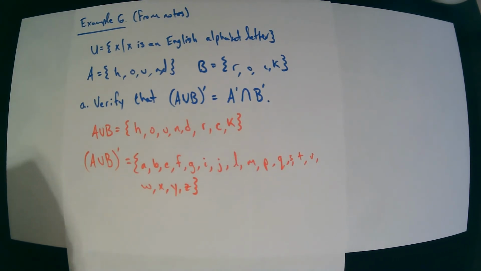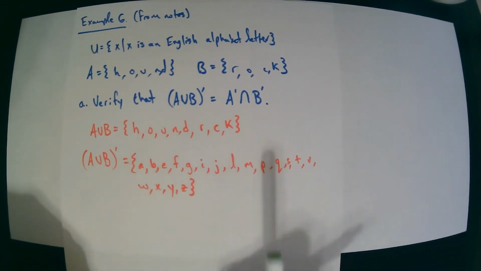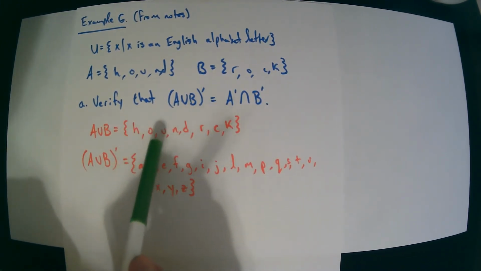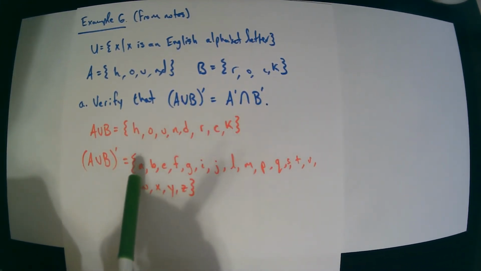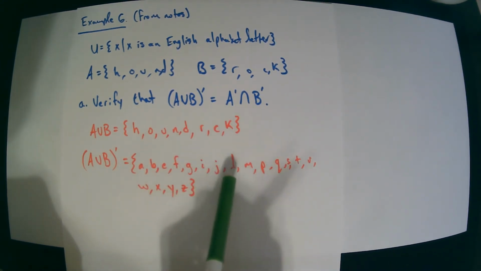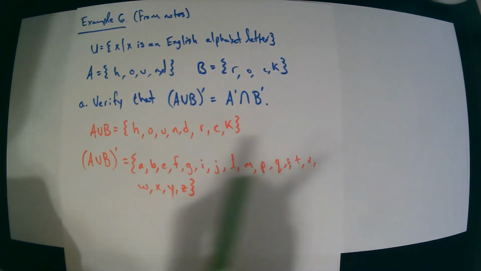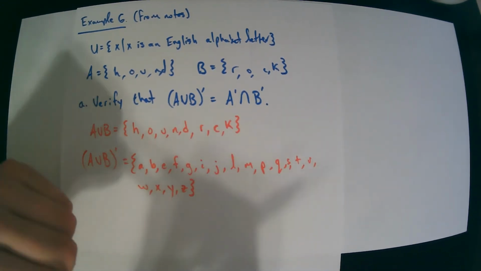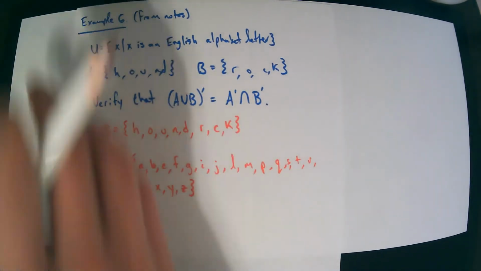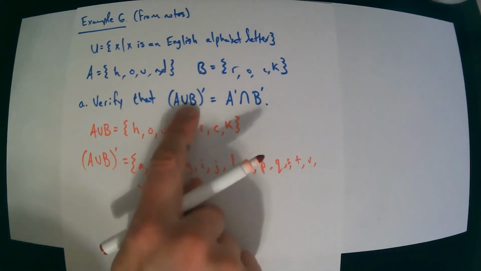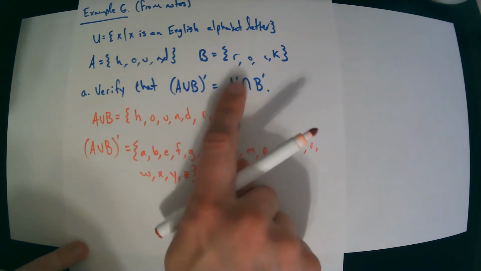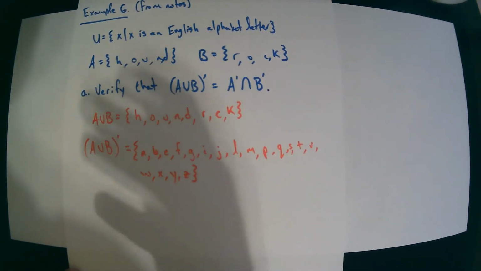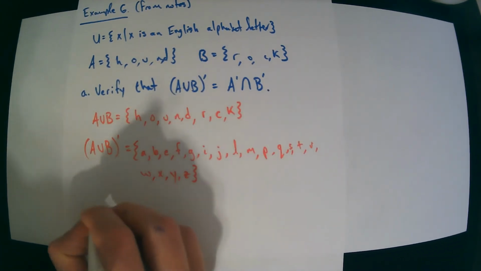If I'm not sure, what I can do is say, well, there's supposed to be 26 letters total in the alphabet, so this plus this should equal 26. 1, 2, 3, 4, 5, 6, 7, 8. 1, 2, 3, 4, 5, 6, 7, 8, 9, 10, 11, 12, 13, 14, 15, 16, 17, 18. 18 plus 8 is 26. Good. So I didn't double count anything. Okay, that's this side. Now I find the other side, and then I'll make sure that they are equal to each other.